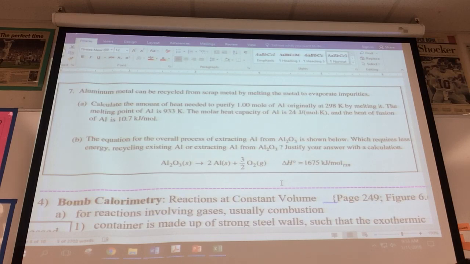And now it says, which requires less energy, recycling existing aluminum or extracting aluminum from aluminum oxide? Which requires less energy? Recycling. 25 or 26 kilojoules is less than that of 875.